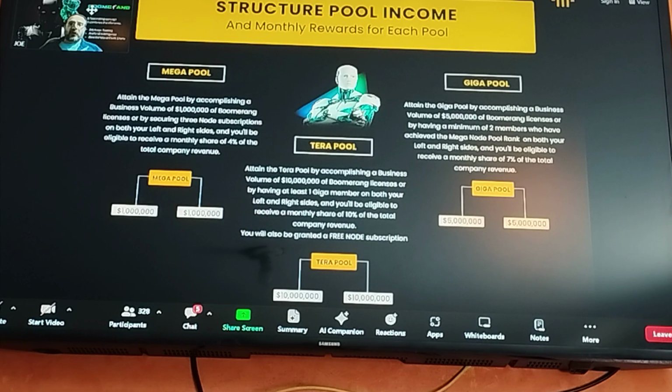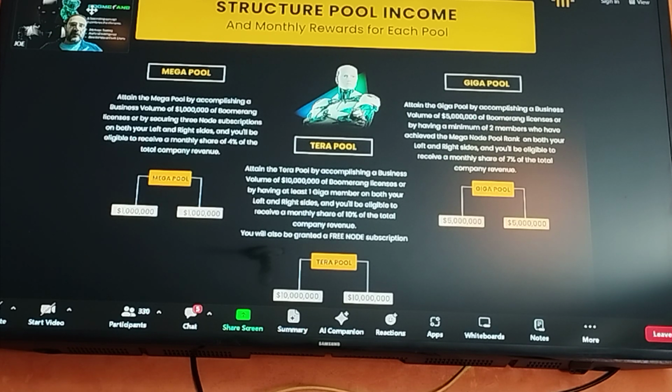And this is the pool income structure related to the nodes. When you do $1 million of Boomerang licenses and secure 3 node subscriptions on your left and right, you'll be eligible to receive a monthly share of 4% of the total company revenue. To attain Gigapool, you need to do $5 million of Boomerang licenses and have a minimum of 2 members who've achieved Mega Node on your left and right side, and you'll be eligible for 7% of the total company revenue.